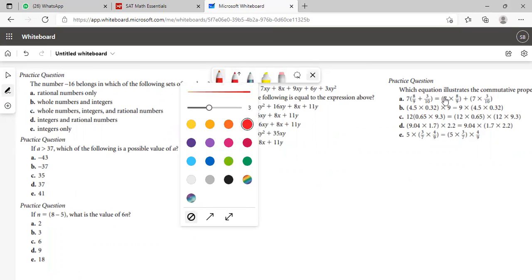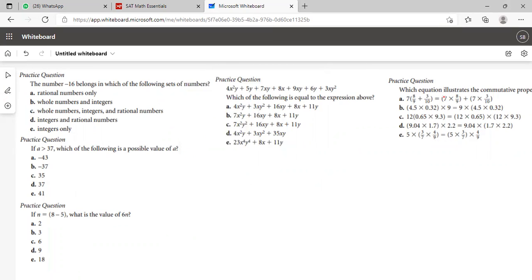All right. First question. The number minus 16 belongs in which of the following sets of numbers? Is minus 16 a rational number only? Okay, so minus 16, is it a rational number? Is minus 16 a rational number? This is one. Please answer me. No, it is a rational number. Wait a second. It's okay.